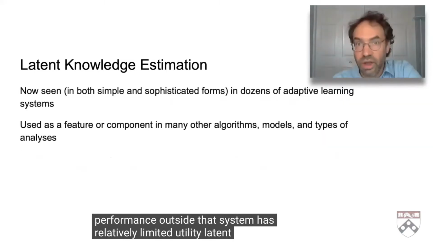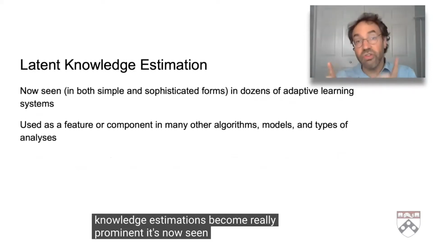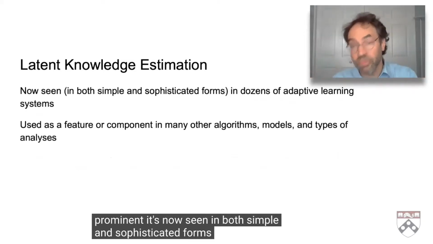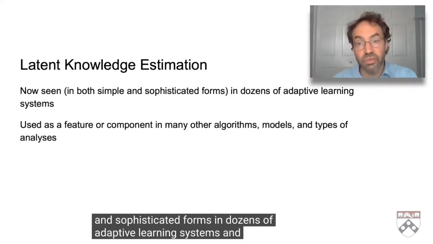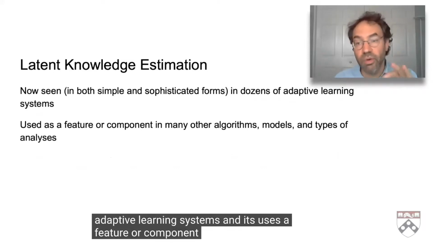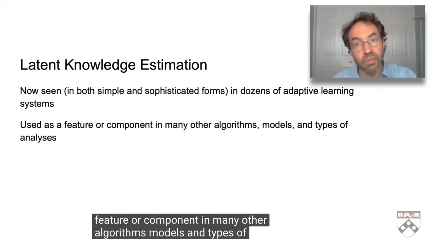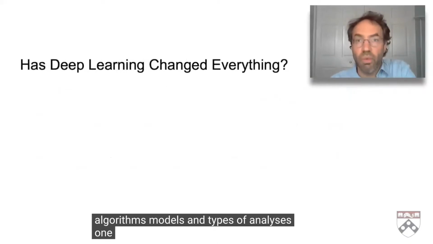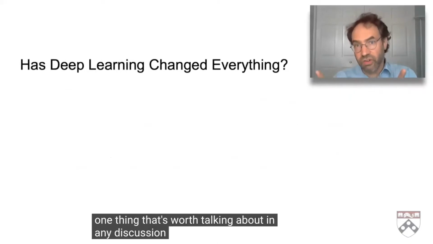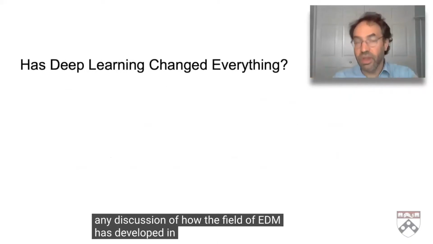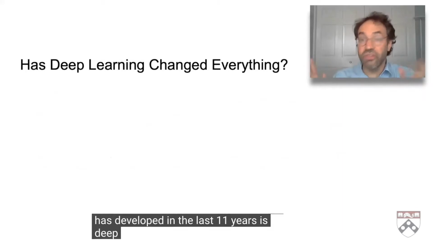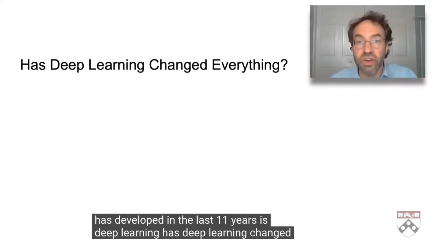Latent knowledge estimation has become really prominent. It's now seen in both simple and sophisticated forms in dozens of adaptive learning systems, and it's used as a feature or component in many other algorithms, models, and types of analyses. One thing that's worth talking about in any discussion of how the field of EDM has developed in the last 11 years is deep learning. Has deep learning changed everything?